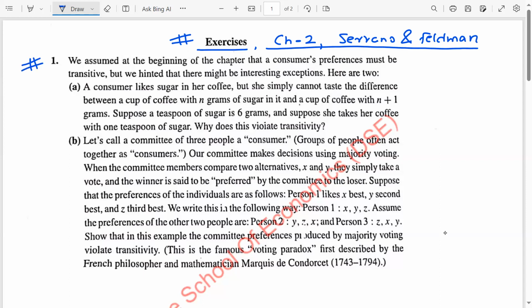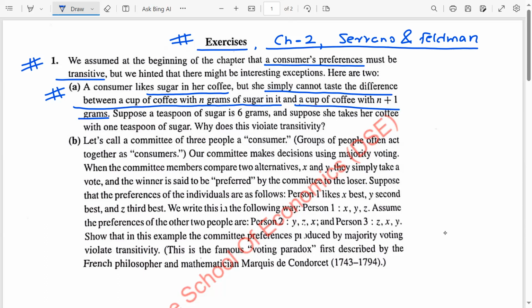We assumed at the beginning of the chapter that a consumer's preferences must be transitive. Now let's look at the following cases to check whether these are transitive or not. Part a: a consumer likes sugar in her coffee, but she simply cannot taste the difference between a cup of coffee with n grams of sugar and a cup of coffee with n plus 1 grams.